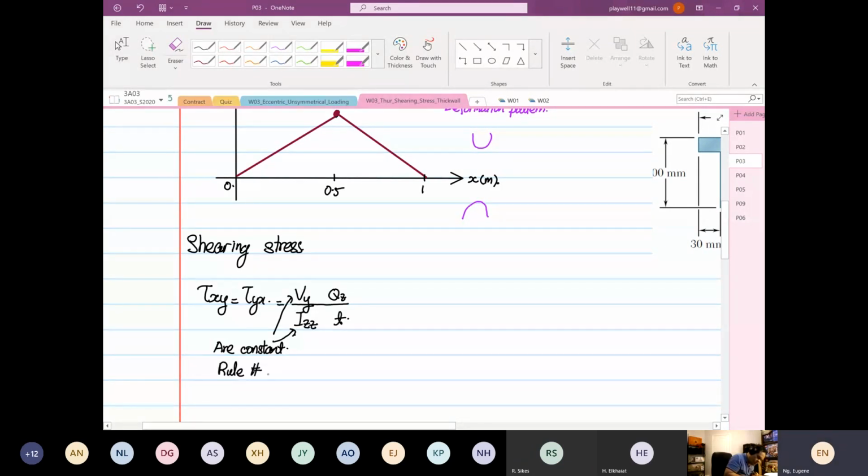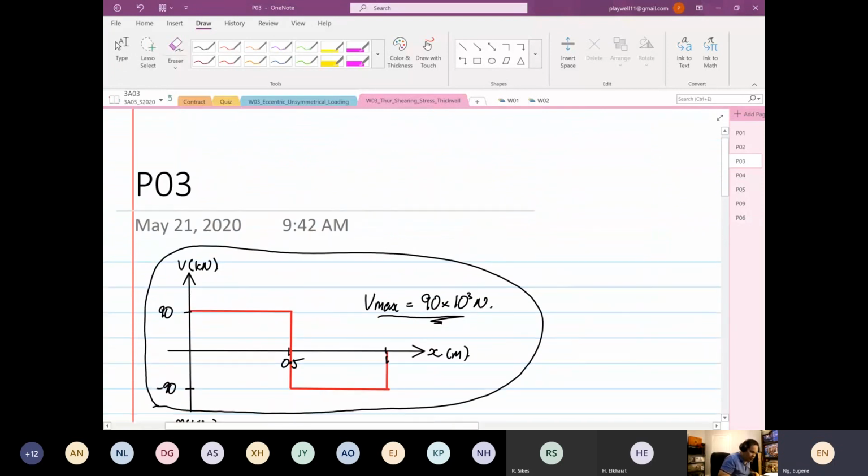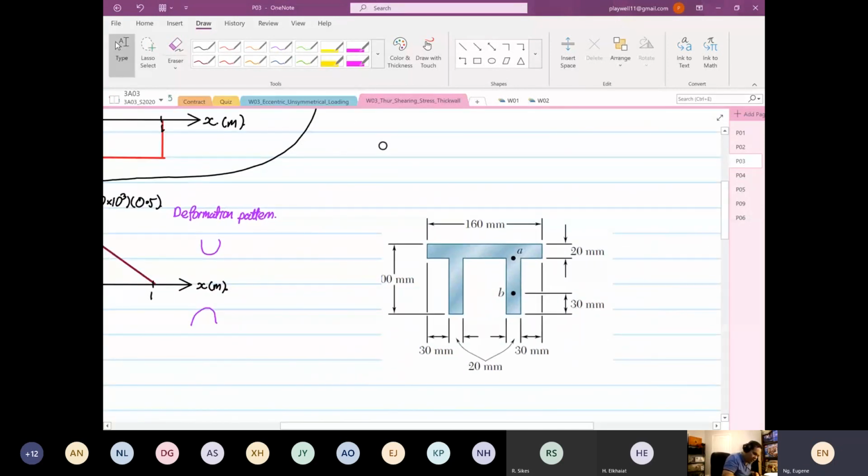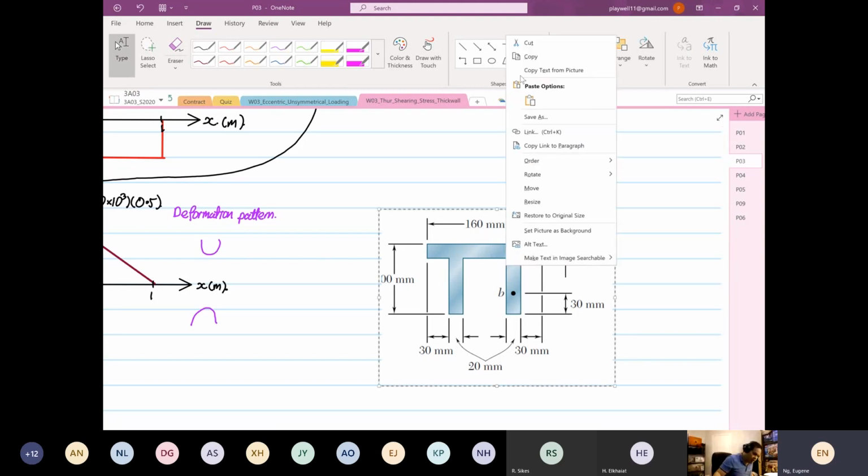I know that we want to identify what is at point A and what is at point B. I know that. But we have to apply rule number 1. Rule number 1 states that V and I are constant regardless of any points that you are interested in. Otherwise it gets really, really confusing if you don't have all these rules. So I'm going to take this diagram now.